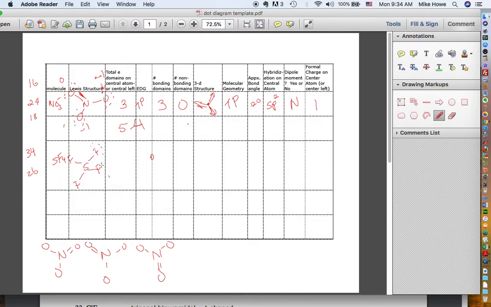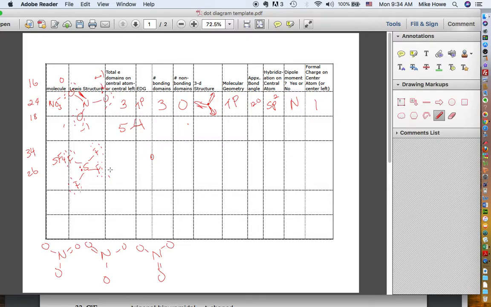Here, 1, 2, 3, 4, 5, 6. And now I've got my loose dots in so that everything has 8 around it. The sulfur has 8 around it. However, I don't think I've used all my loose dots because I had 26 and I just put in 24 of them, 6 times 4. So I have 2 extra ones. If you have extra dots, they go around the center.